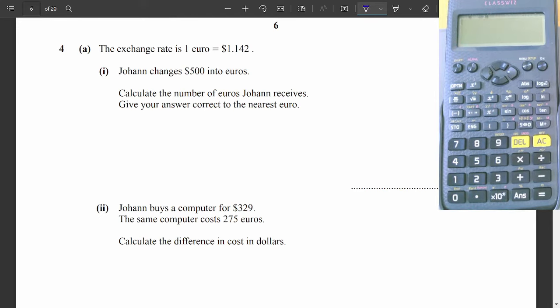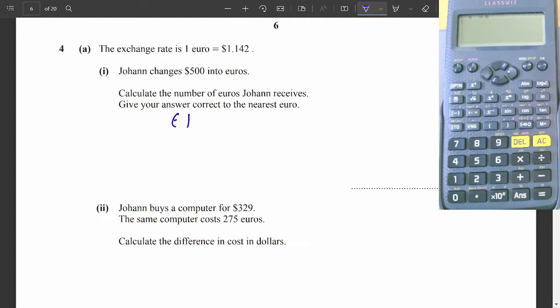Question 4a. The exchange rate is €1 equals $1.142. Johann changes $500 into euros. Calculate the number of euros Johann receives. Give your answer correct to the nearest euro. So let's write this down.